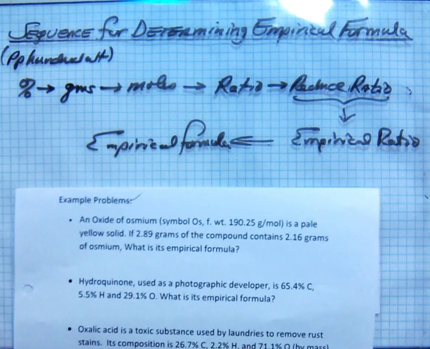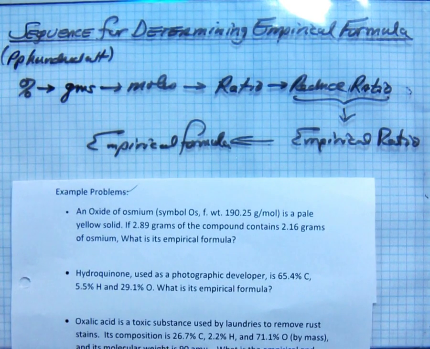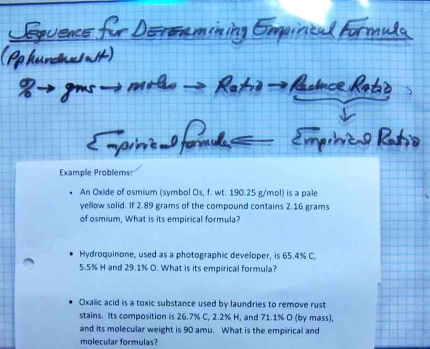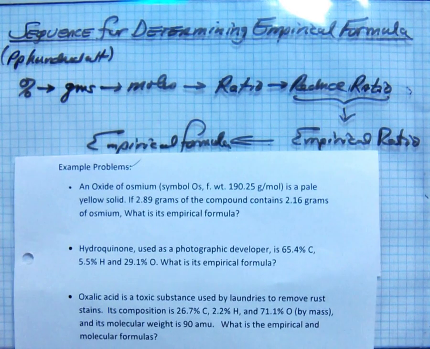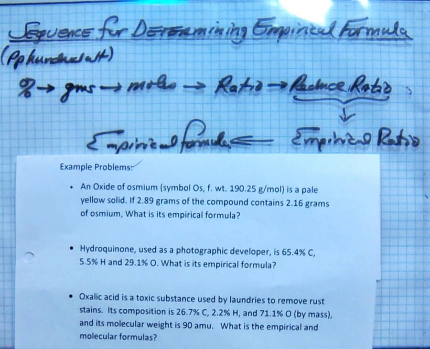Problems will come to you very much in this kind of context. Here's a couple of them. I'll try to get all three of them up there. Here is an oxide of osmium. I give you the formula weight, it is a pale yellow solid, 2.9 grams of the compound contains 2.16 grams of osmium. What's its empirical formula?